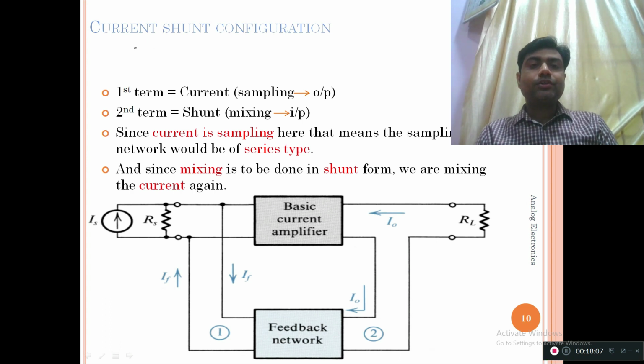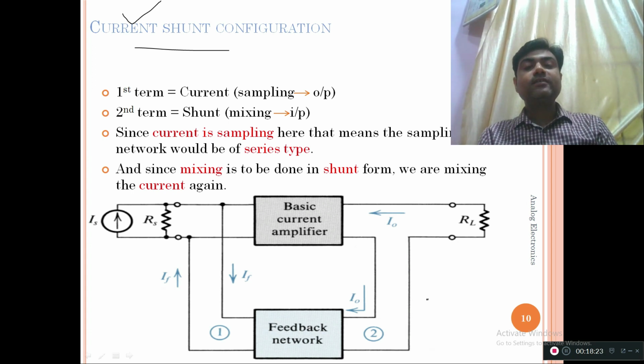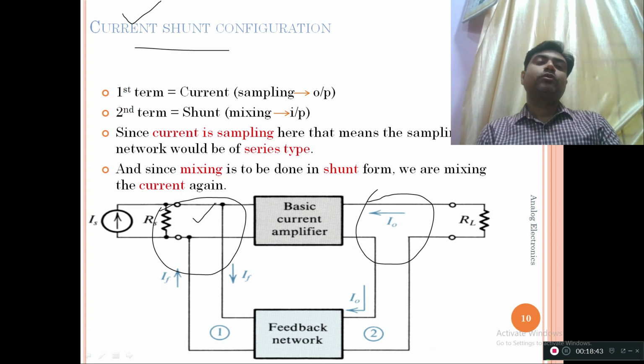Similarly, this is the current shunt configuration. In current shunt configuration, the first term is current, so we are interested in sampling the current. Again, remember how the sampling is to be done. Since we are interested in current, sampling is always done in the series form, and since we are mixing in the shunt form, it has to be done in the form of current again. So the output is current since we are sampling the current, and since we are mixing the current in the shunt form, the input is also in the current form. So feedback is also in the current form. The output upon input, again we can say that this is the example of the basic current amplifier.